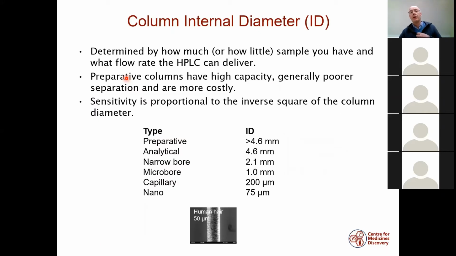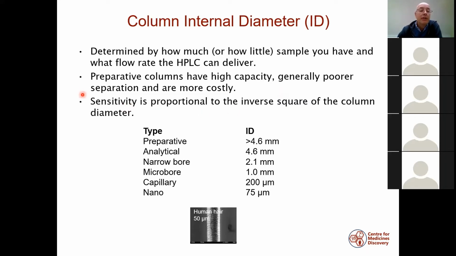So let's look at some of these column features. Internal column diameter, or ID, is important, and which ID column you use is determined by how much sample you have, so if you have a lot of sample or a small amount of sample, and it's also determined by the flow rate your HPLC can deliver. There are preparative columns. They will have a high capacity. They won't give you such good separation, and they generally cost more. So the more column packing in the column, the more it will cost.